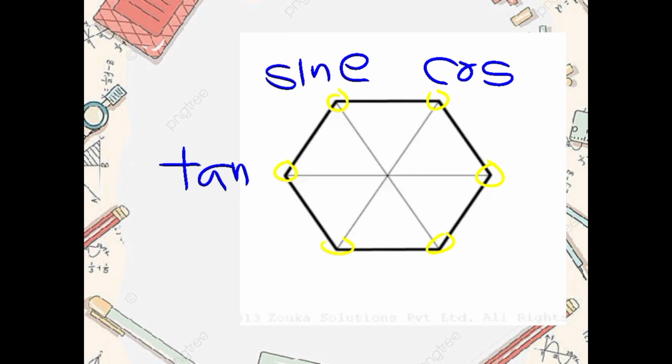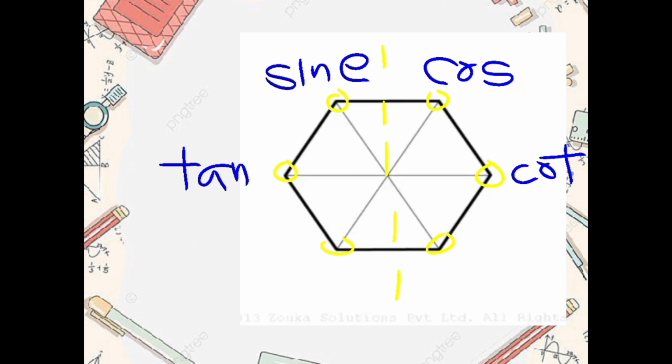Now, three functions and three vertices remain. So we write cot here since cot is opposite to tan. And we need to remember that cotangent is opposite to tangent. So what remains is cosec and sec. If we draw a vertical line in the center of our hexagon, we will have the three vertices on the left and three on the right.